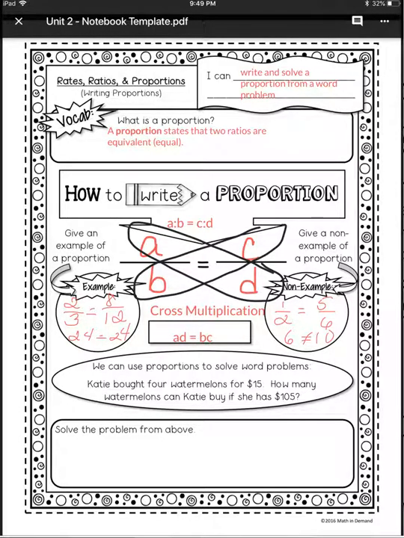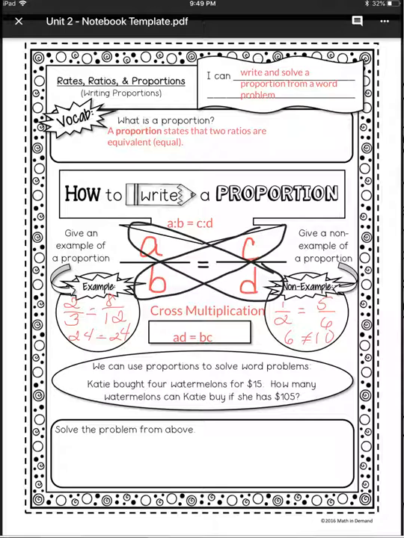If we look over to the non-example, we have 1/2 is equivalent to 5 over 6. Well, is that true? No, because when you do 1 times 6, you get 6, and 2 times 5 is 10. And 6 does not equal 10.